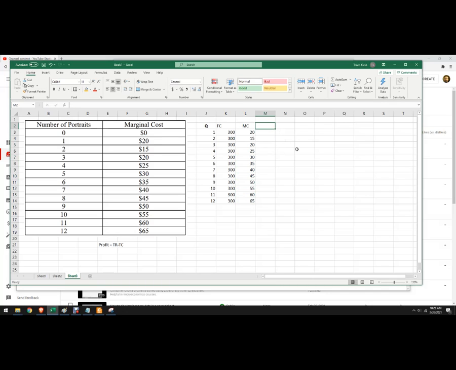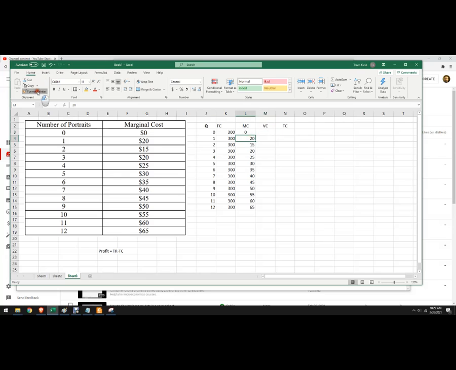What I want to know is the variable cost, because that's going to give me my total cost. The variable cost represents the change in the cost after we've produced more units. I'm going to put in 0 for quantity 0, so 0 is 300, and there are no marginal costs there.